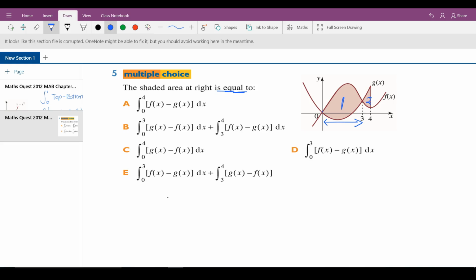And which one's the top function? Following the trace, the top one would be f of x, whereas the bottom one is g of x. But that is only for section 1. This is a tricky bit. For section 2, which one's on the top? For section 2, g of x is at the top, and f of x is at the bottom.